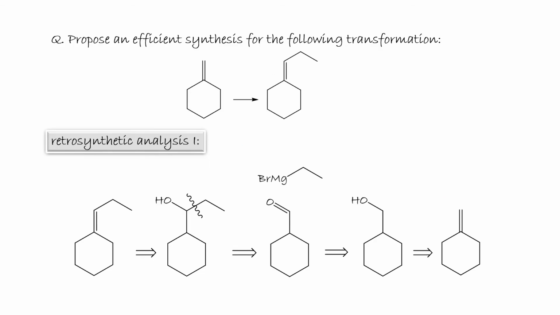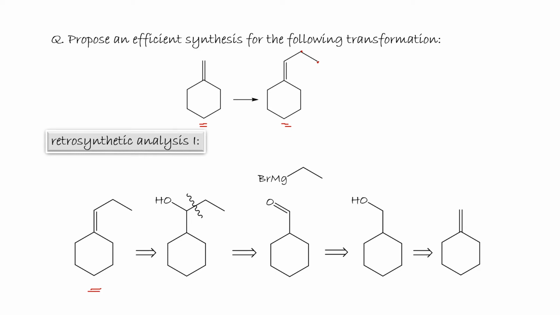Propose an efficient synthesis of the following transformation. This alkane to that one. We notice that we have two extra carbons from the starting molecule. So to build up extra carbons, let's see how we can do that.